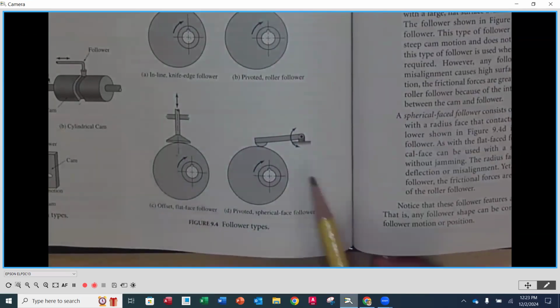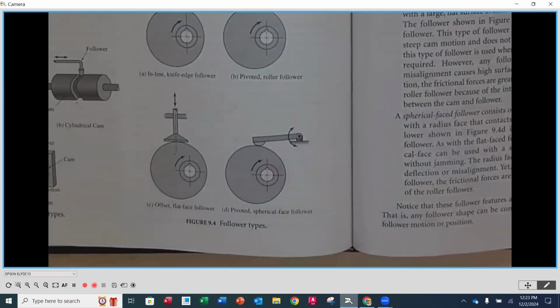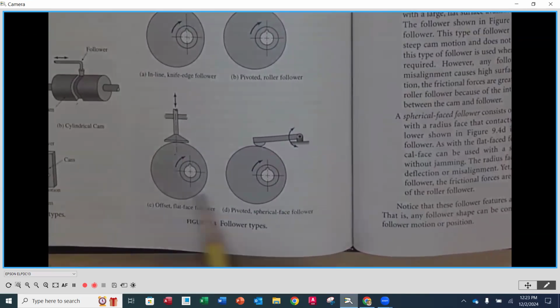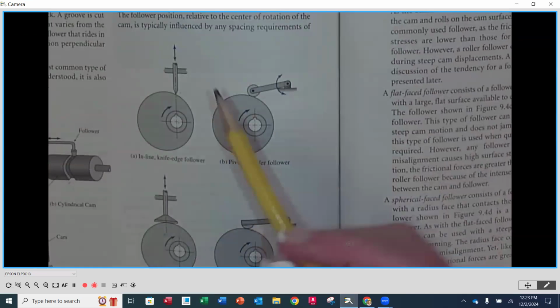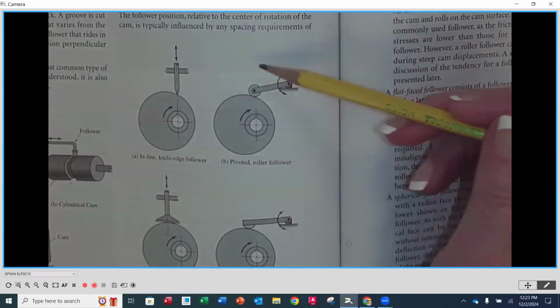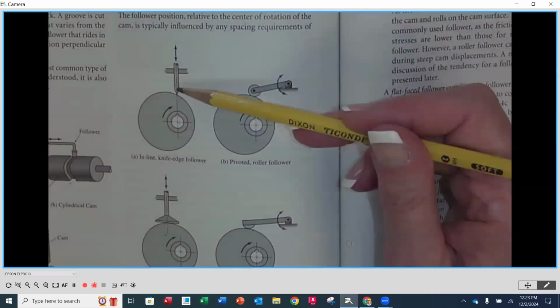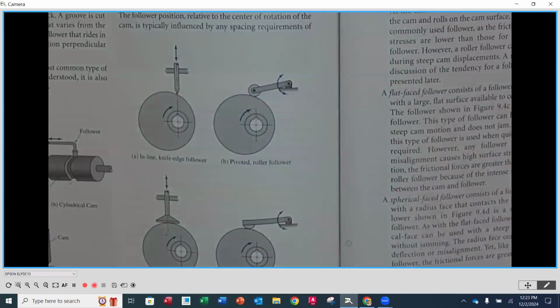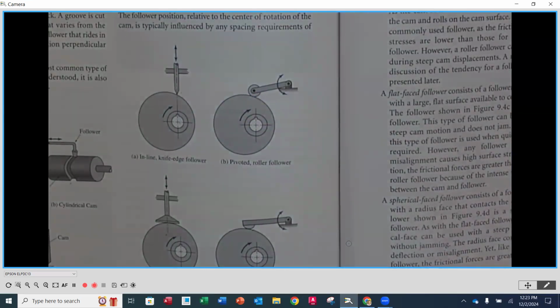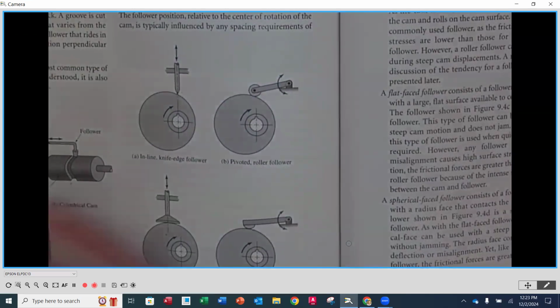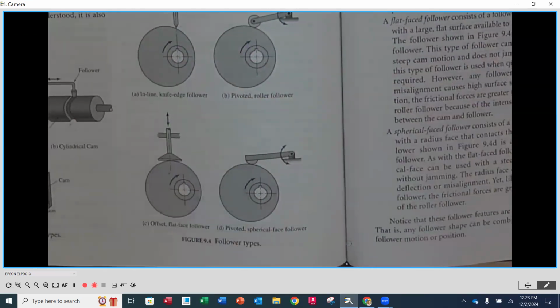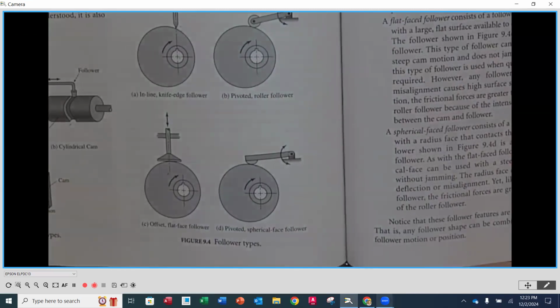And then lastly, we have a spherical end that is also going to be a pivoting. And again, it's just the type of interaction that it has with the profile of the cam. So a lot of different arrangements, and they can be in combination. You could have an inline with a roller follower. So there could be a roller on here. And actually, that's going to be the type that you're going to be designing for your assignment. Okay. You could also have an offset with a roller on it and or any combination here that we see. Okay.